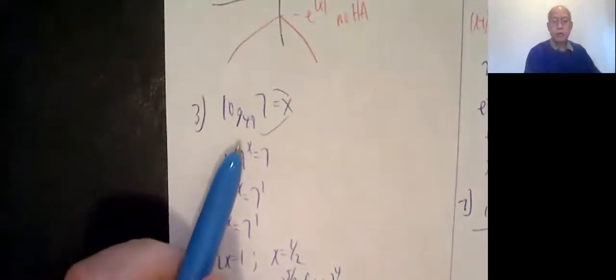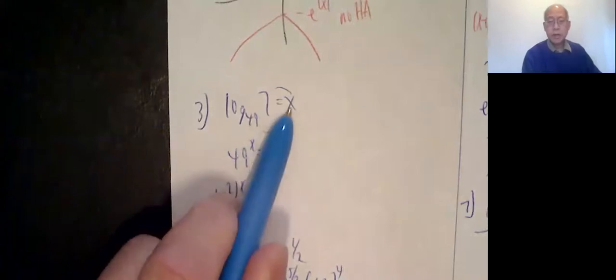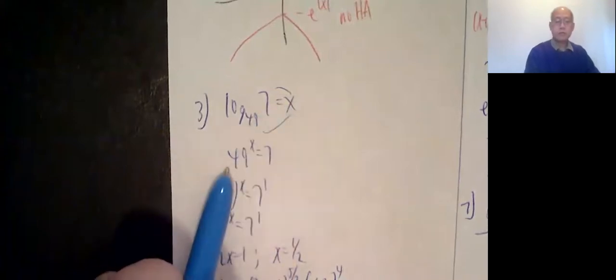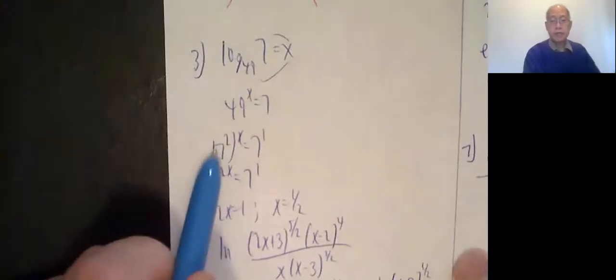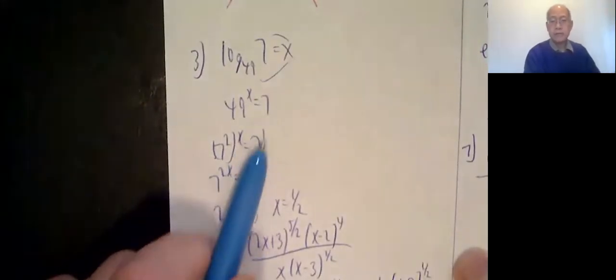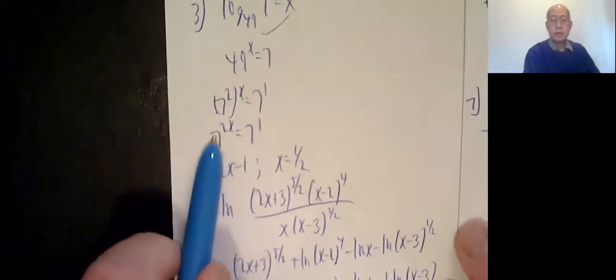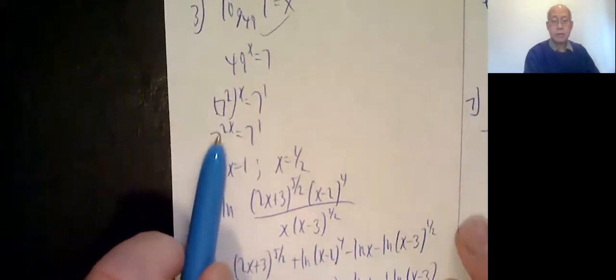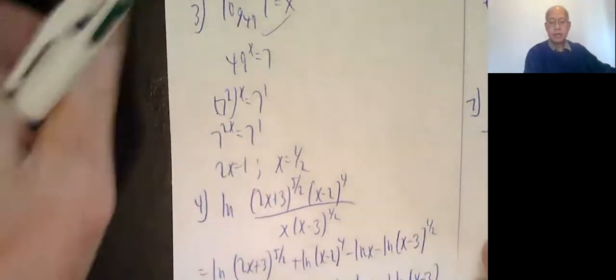Number 3, log base 49 of 7. Call it x, unscramble it: 49 to the x equals 7. Try to write them with the same base, namely 7. 49 is 7 squared, to the x. 7 is 7 to the 1. Multiply these, 2x is the exponent, and now 7 to the 2x equals 7 to the 1, means 2x equals 1, x equals 1/2.